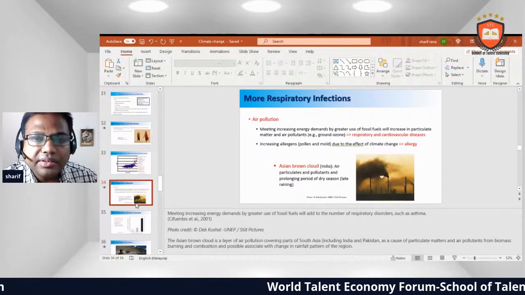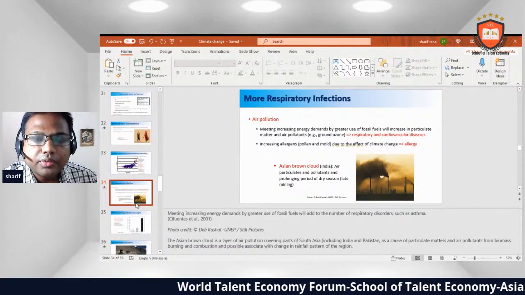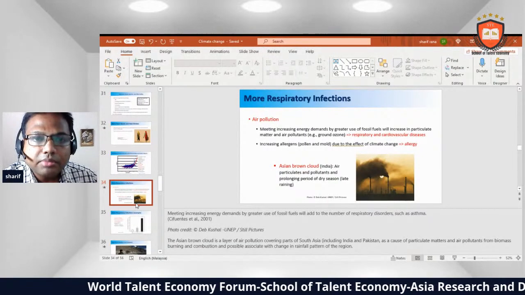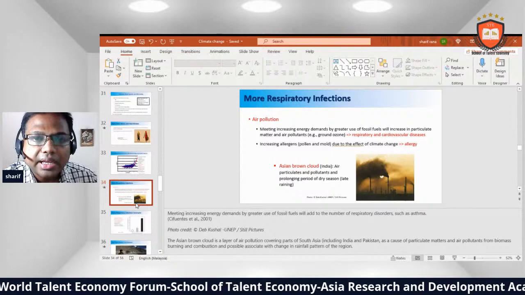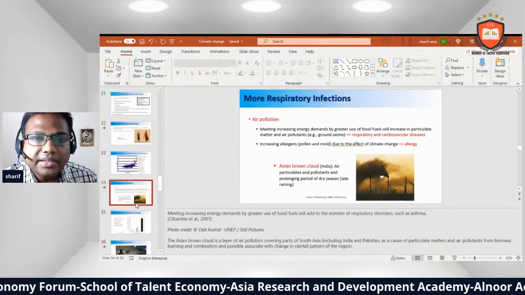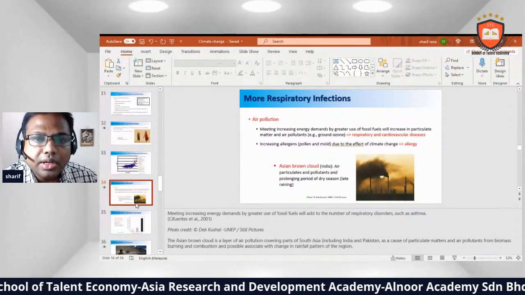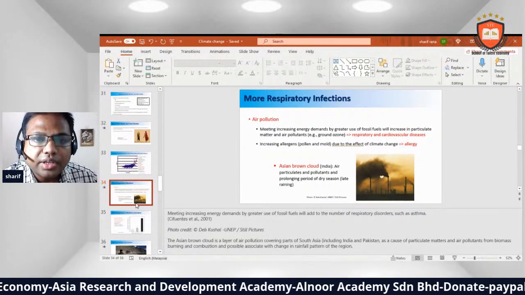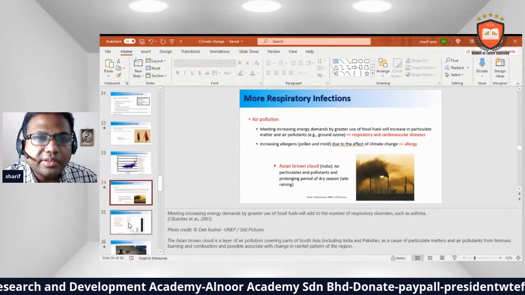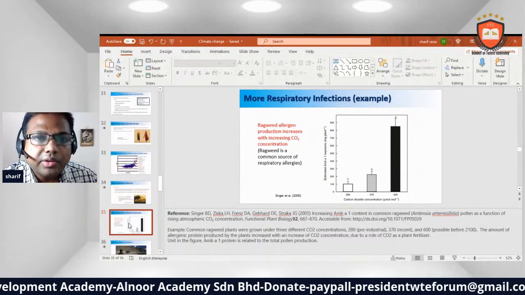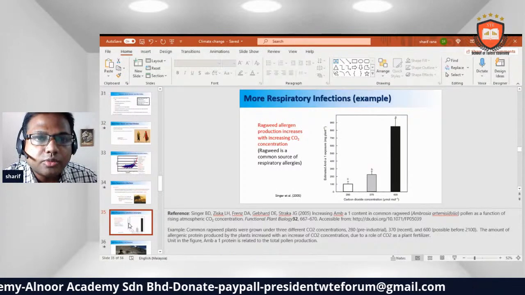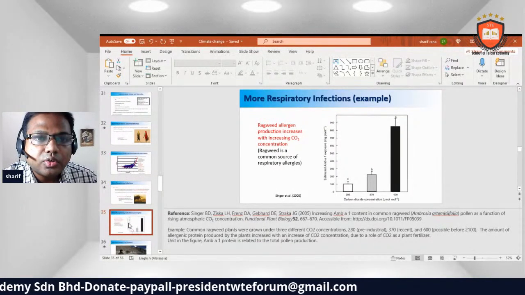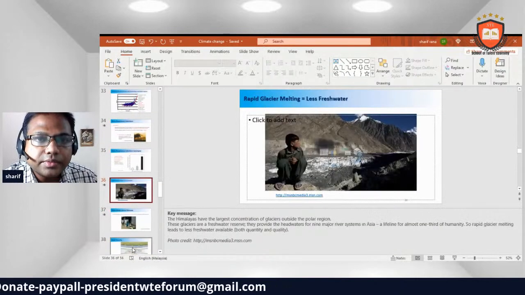Air pollution: increasing demand, generally by increasing use of fossil fuels, will increase particulate matter and air pollution. Allergens increase due to the effect of climate change. Asian brown clouds, air particulates and pollution, and a prolonging period of dry season mean more respiratory effects. Allergen production also increases with increased CO2 concentrations.